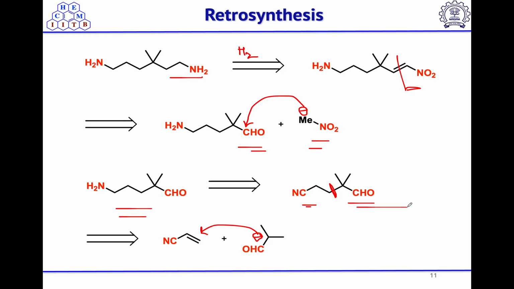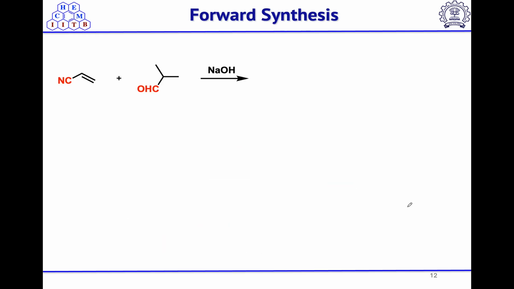Okay, so the forward synthesis we'll see. We'll start from these two molecules, and we are treating with sodium hydroxide, so that is a base. The base will abstract this acidic proton, and then 1,4 addition will take place. Okay, the carbonyl will be generated here. Basically, we'll get this product.